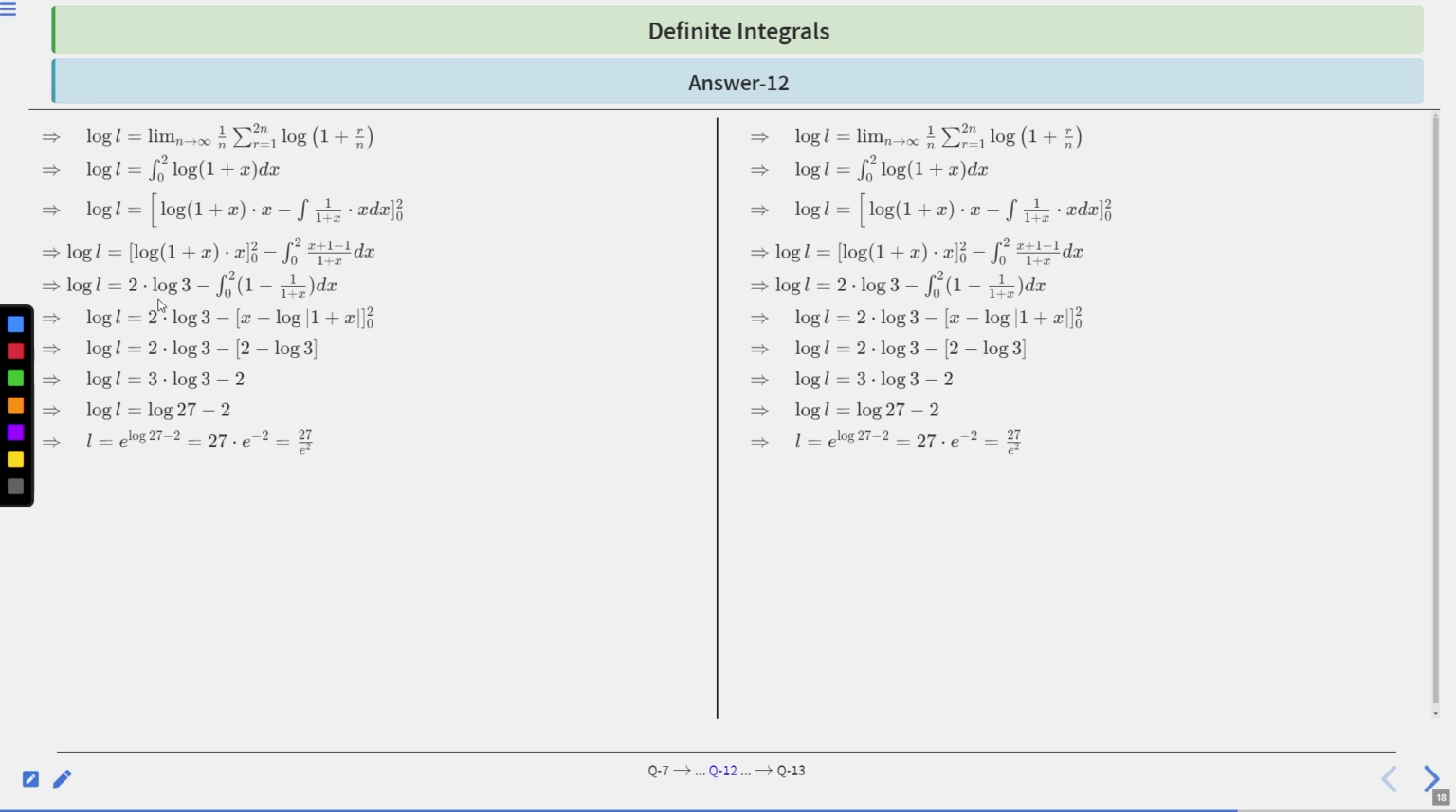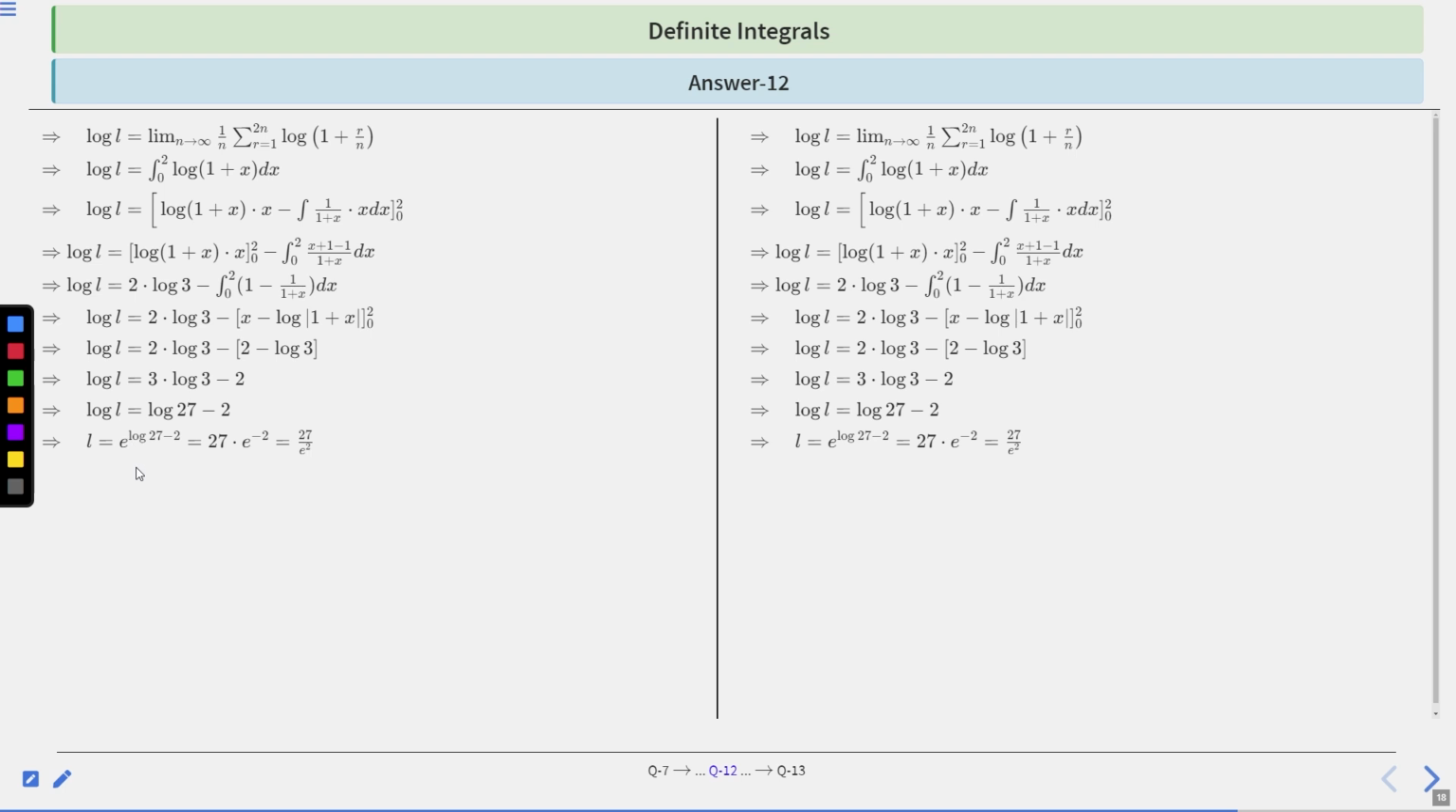Therefore, log L is equal to 2 times log 3 minus integration of 0 to 2, 1 minus 1 upon 1 plus x, dx, since x plus 1 upon 1 plus x is 1 minus 1 upon 1 plus x. Therefore, log L is equal to 2 times log 3 minus x minus log 1 plus x, 0 to 2. Therefore, log L is equal to 2 times log 3 minus 2 plus log 3. Therefore, log L is equal to 3 log 3 minus 2, so log L is equal to log 27 minus 2.